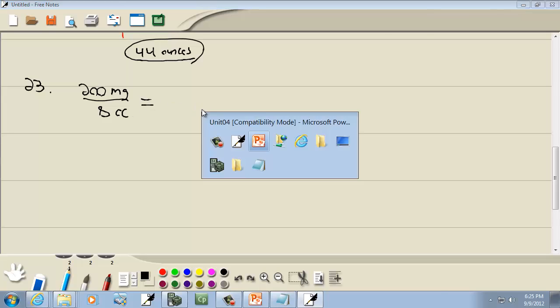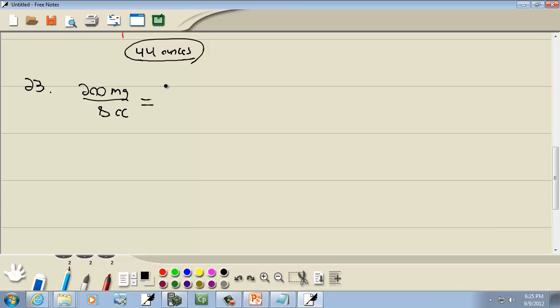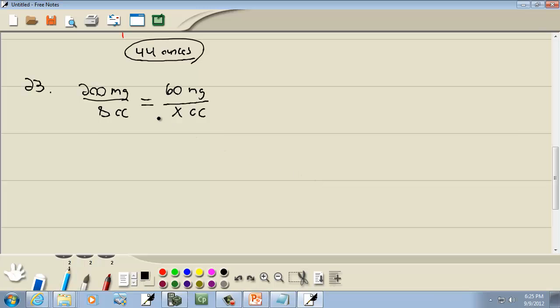And we're going to set this up as a proportion. It says how many cc's are in 60 milligrams. So 60 milligrams, and this would be X cc's. Now milligrams is on top here, so milligrams has to be on top here. The cc's is down here, so cc's has to be there. Well, at this point we can drop those, since these match. We got 200 over 8 equals 60 over X.